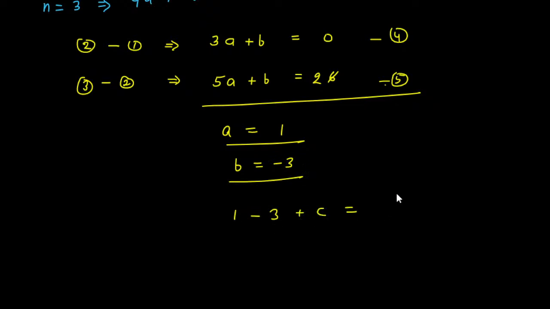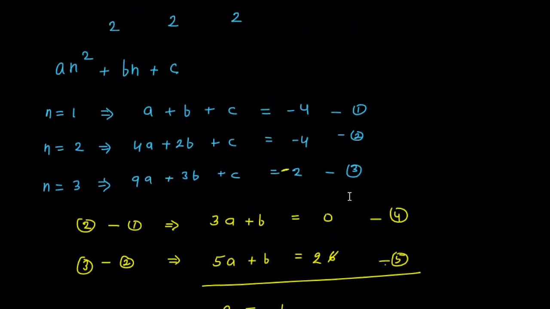And 1 minus 3 plus c is equal to a plus b plus c. The first equation I got is minus 4. So the value of c here we will get 1 minus 3 plus 4. 1 minus 3 is minus 2, plus 4 is plus 2. So the value of c is 2. So now the equation is n square, the value of b is minus 3n, and the value of c is 2, so plus 2. So n square minus 3n plus 2 will be the answer.